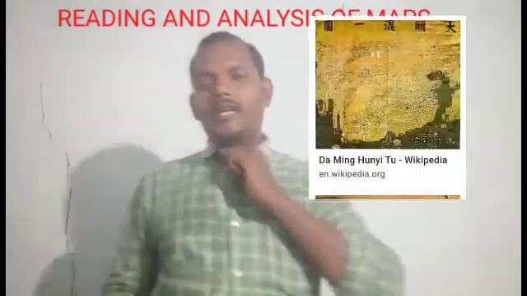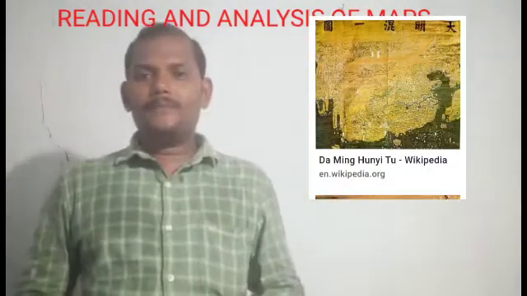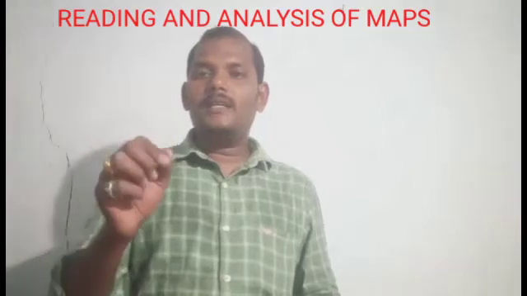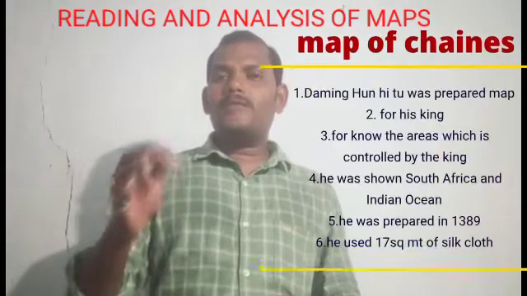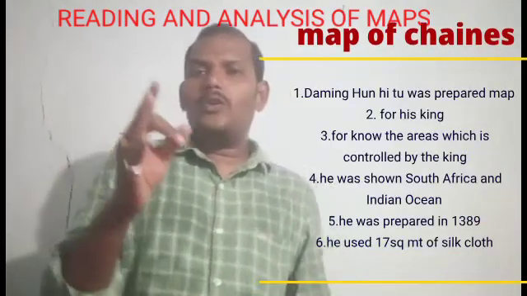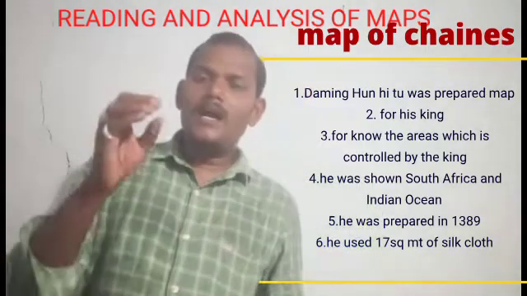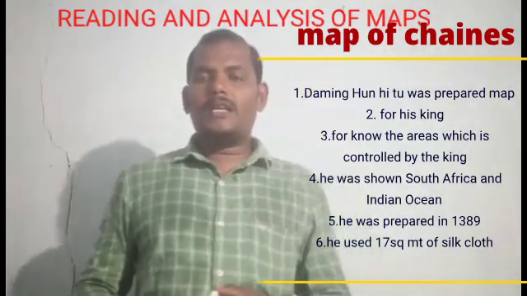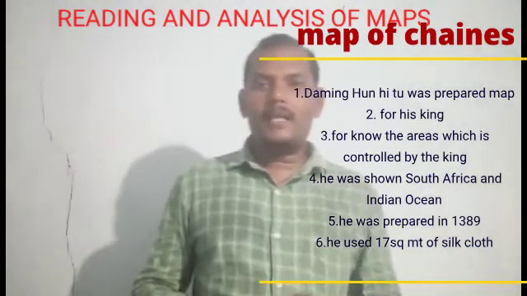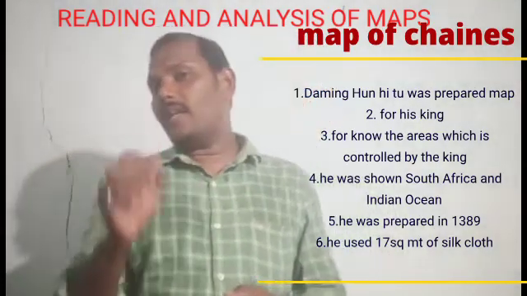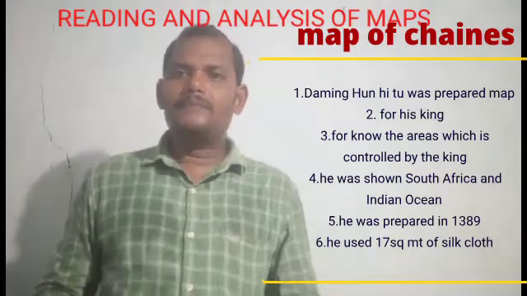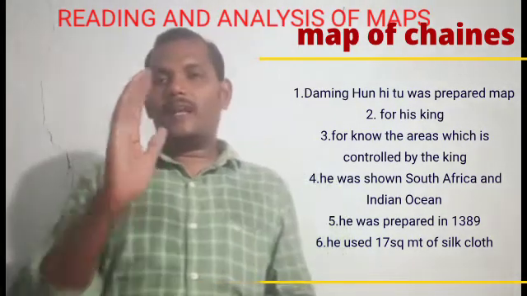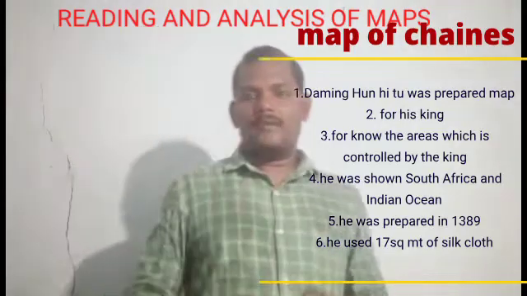And the next one, Chinese. Chinese also prepared the map. First of all, why did they prepare the map? For his king, to know about their villages and towns which are controlled by the king, which are under his control. That's why the king forced the map makers to prepare the maps. And another one, when was it prepared? In 1389 he prepared a map for his king.